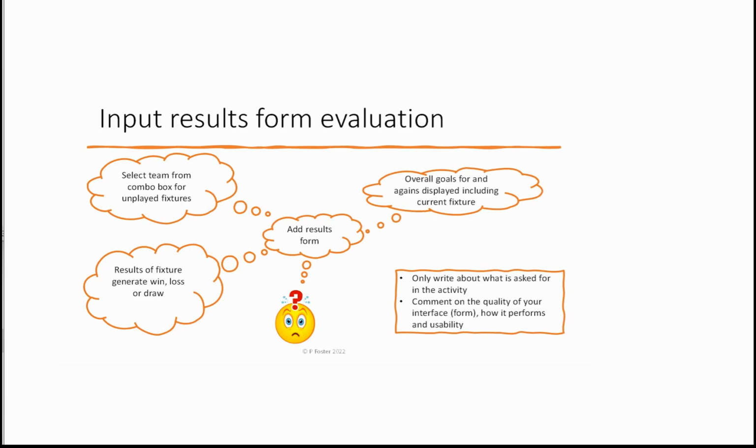The second part of the evaluation is about the input results form, and again I've done a little diagram here just to clarify your thoughts. We need to select a team from a combo box for unplayed fixtures. The results of the fixture should generate win, loss or draw, and the overall goals for and against display including the current fixture scores. Again, only write about what is asked for in the activity. Comment on the quality of your interface, that's your form, and how it performs and usability.